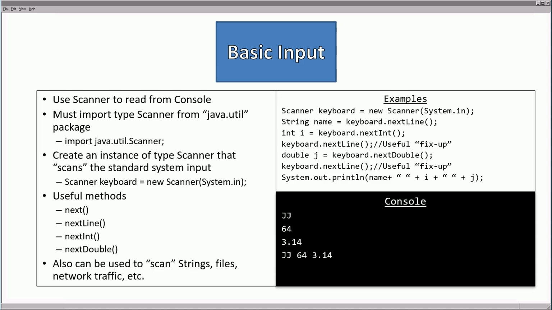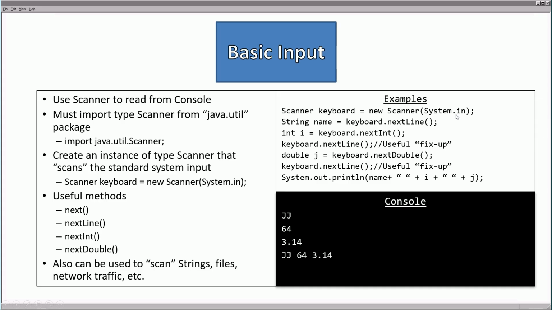Most of our discussion has revolved around primitive types, but the Scanner is a class type, which means that it has methods, or functionality, that's very useful. For instance, some of the most useful ones are .next, .nextLine, .nextInt, and .nextDouble. In addition, the Scanner can also be used to read strings, files, network traffic, basically anything that can be streamed. And we'll talk about that a little later on.